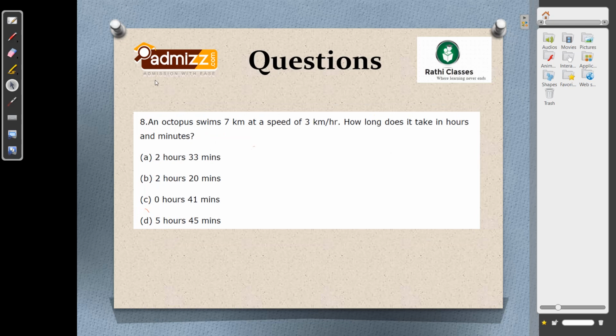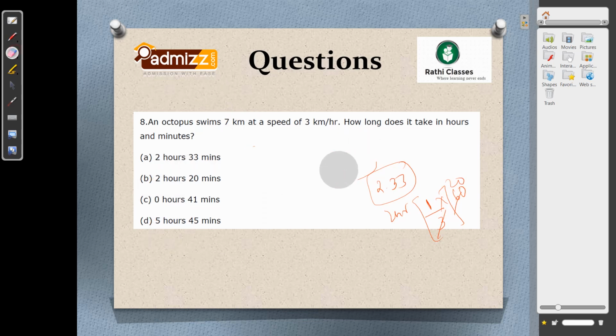Moving on to the next question, an octopus swims 7 km at a speed of 3 km per hour. How long does it take in hours and minutes? So the concept is, you will just write speed is equal to distance by time. That means 7 by 3. 7 by 3, as you can say, is 2.33. That is 2 hours and more than 2 hours. So the options with less than that are rejected. So 2 hours. 0.33 means it is 1 by 3. 1 by 3 hour implies in minutes, you need to multiply by 60. So answer is 2 hours 20 minutes. So option would be B.